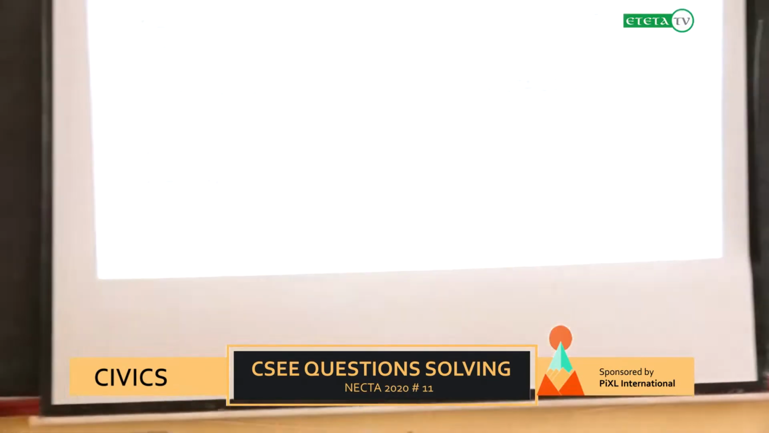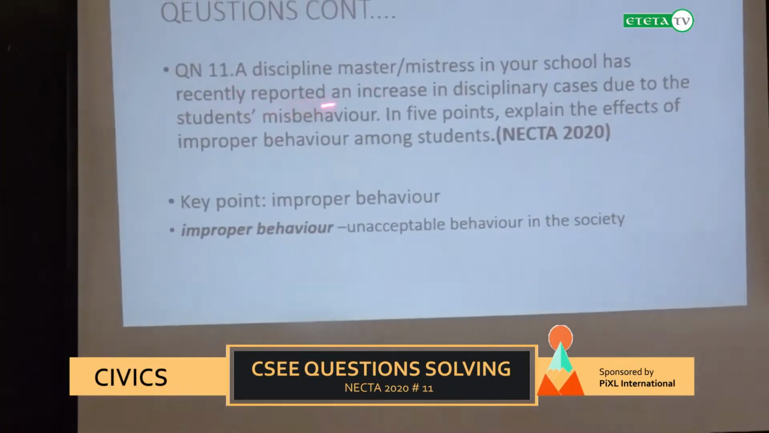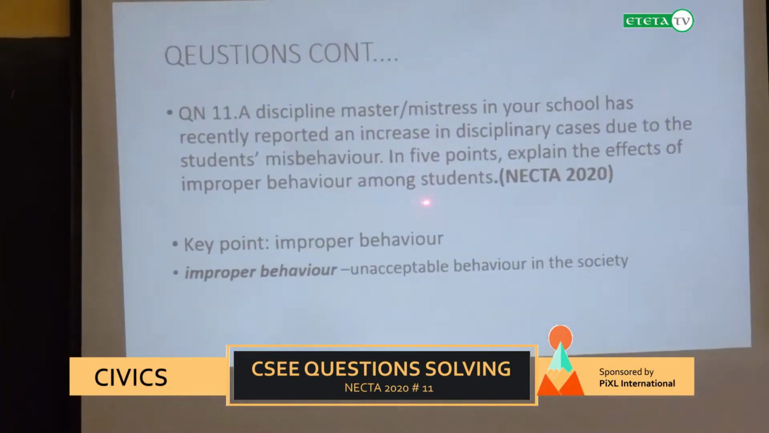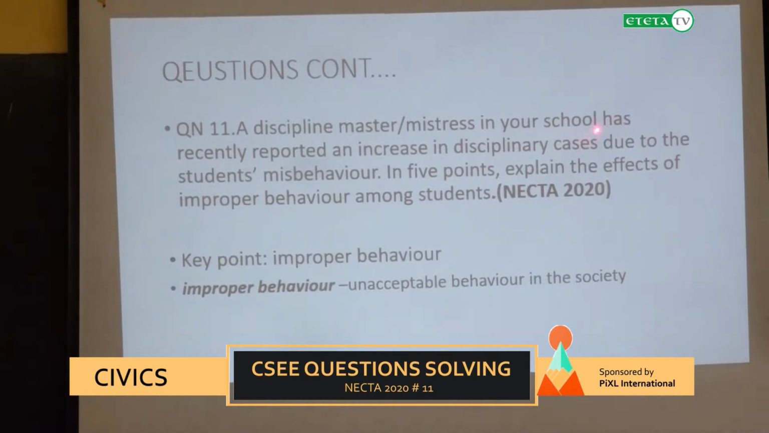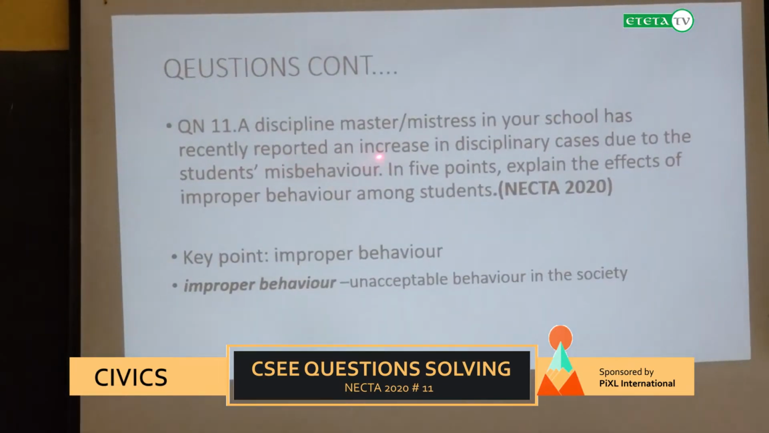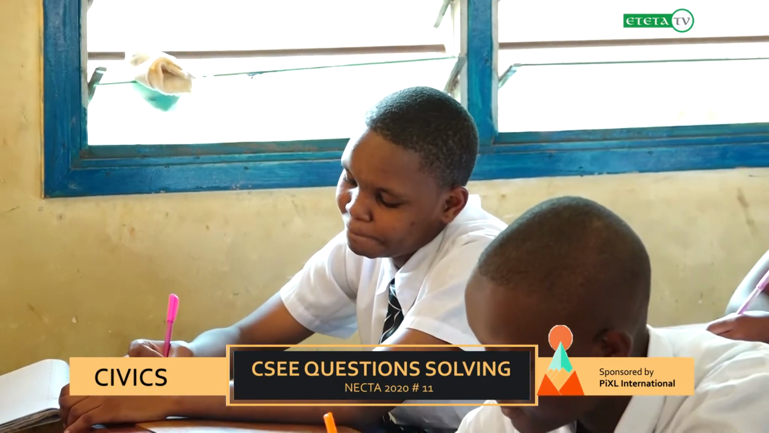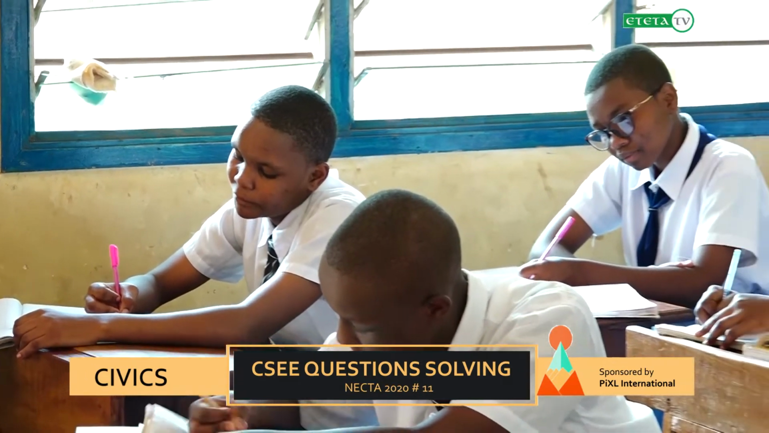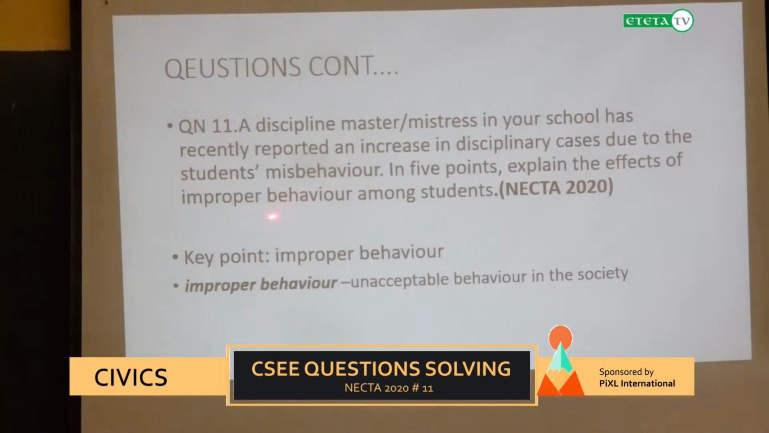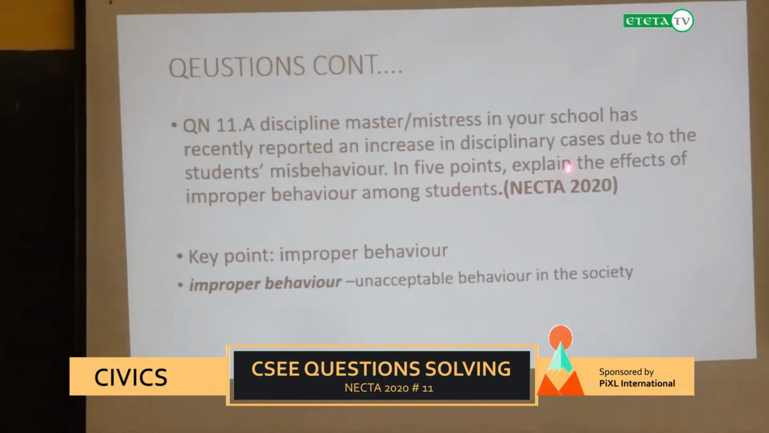The question, as it was written: a discipline master or mistress in your school has recently reported an increase in disciplinary cases due to the students' misbehavior. Now the question starts here: in 5 points, explain the effects of improper behavior among students.